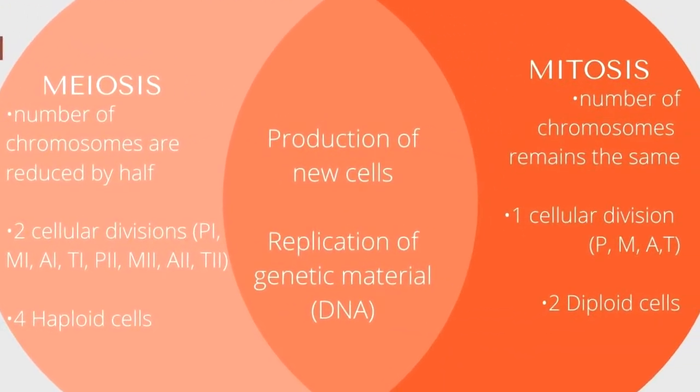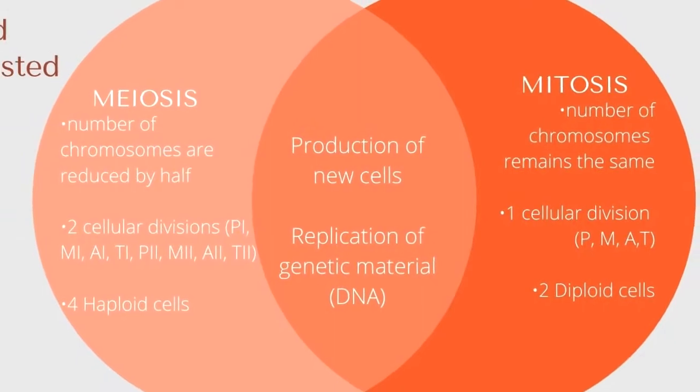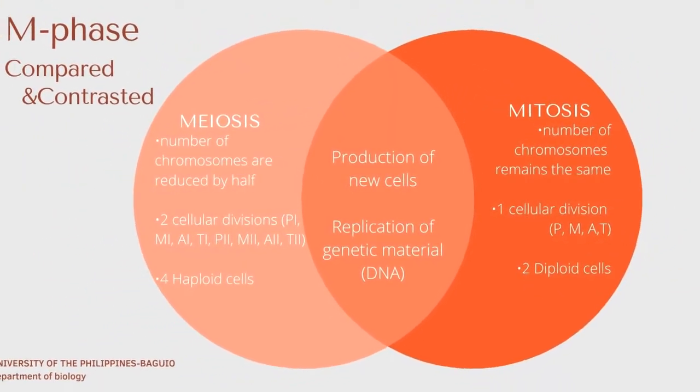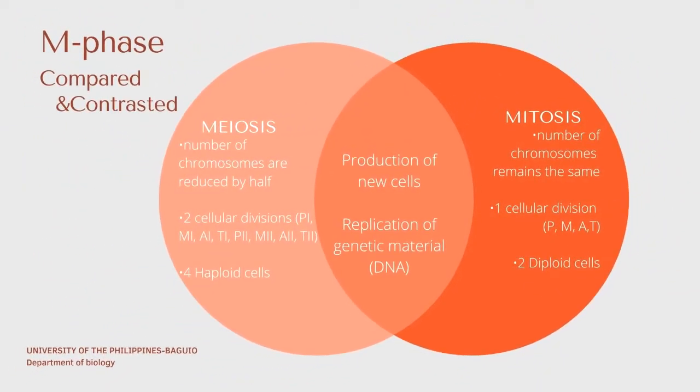Both of them result in the production of new cells, and they both aim at the replication of genetic material. Okay? Again, the major difference: mitosis occurs on somatic cells or on your body cells. Meiosis would occur on your sex cells. And then you also have, again, the specific differences.